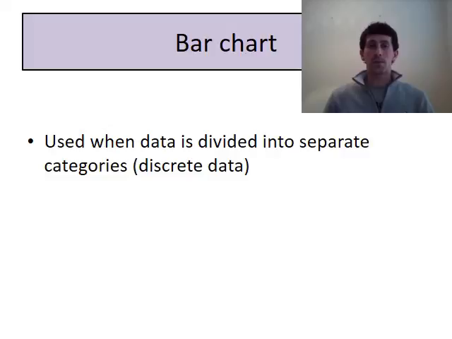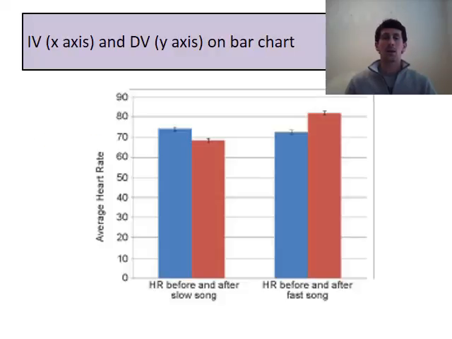So when do we use a bar chart then? It's used when we've got these separate categories, or what we call discrete data. Different people, different countries. They shouldn't be touching. They should all have a gap in between them. And you must remember that the IV is always on the x-axis and the DV is always on the y-axis.